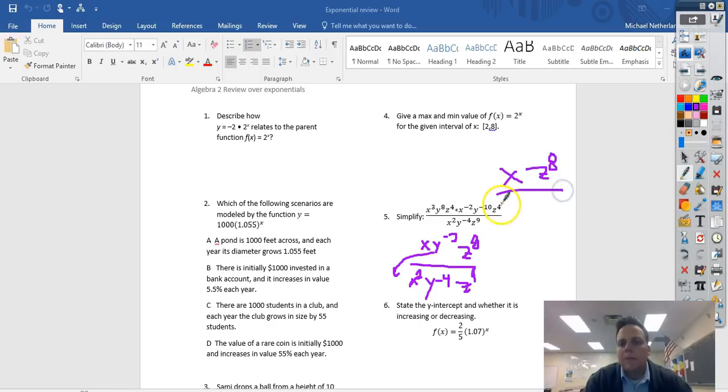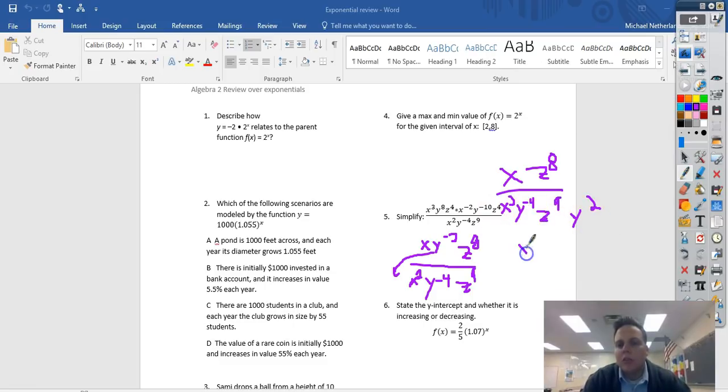divided by x squared. Remember, I haven't even looked at the denominator yet. I've done nothing to the denominator except write it out again. And I brought that y to the negative 2 down, so it becomes y squared down here. So now I'm going to look at the denominator. I'm going to see if there's anything I can put together.